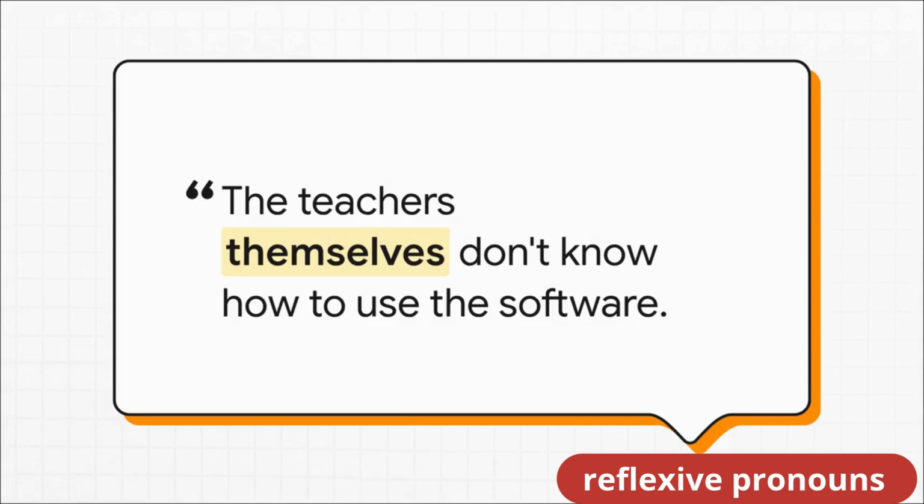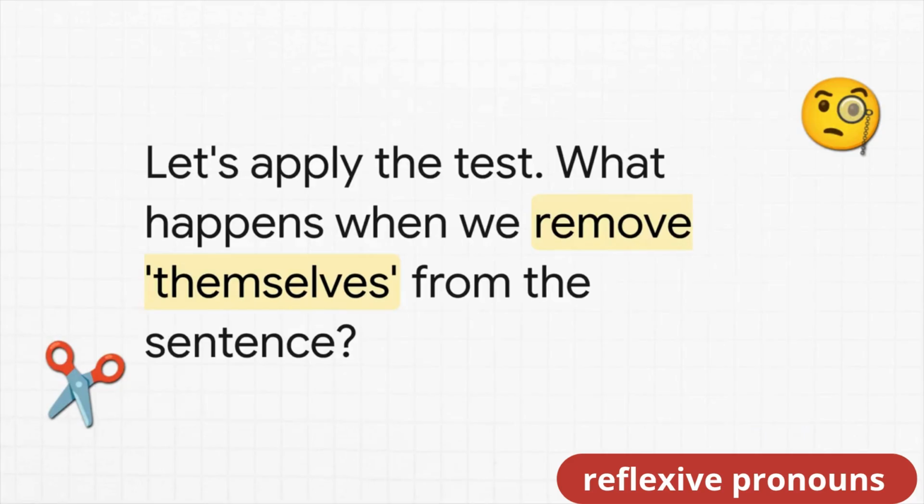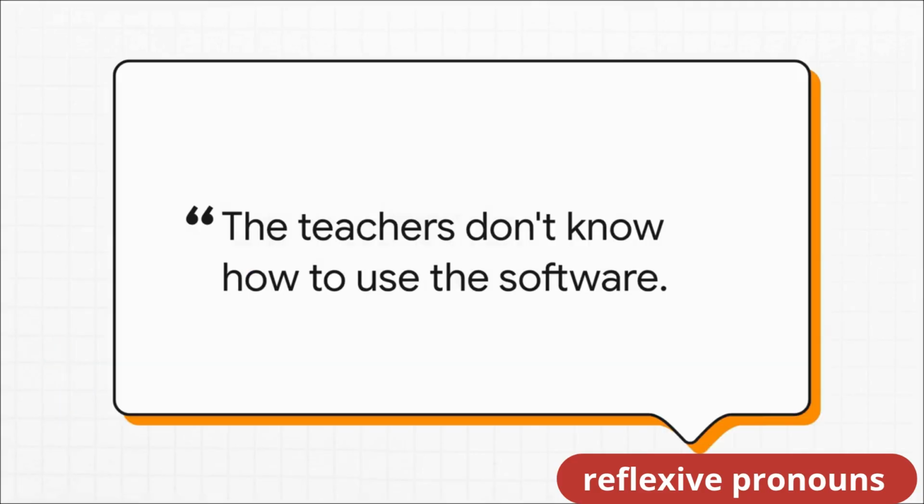Now, in this case, the word themselves is really just there to highlight how surprising the situation is. It's emphasizing that, hey, even the experts, the teachers, are totally confused here. So what do you think happens to the meaning and the grammar if we just lift that word right out of the sentence? Is the whole thing going to fall apart? See, it works perfectly. The main idea is still completely there. Yeah, we lose that little bit of surprise, that extra oomph, but this sentence is grammatically solid. And that's how you know for sure that themselves was just there for emphasis.